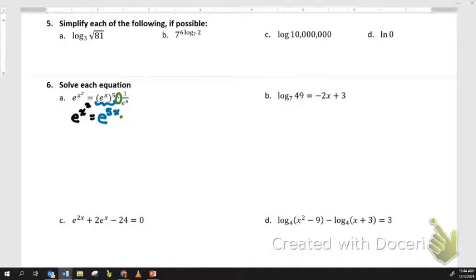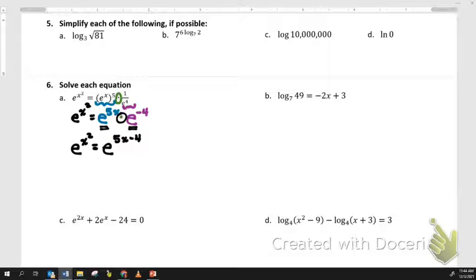How can I rewrite 1 over e to the fourth? E to the negative 4. Same base, being multiplied together, what do I do with those powers? Add them. So e to the x squared equals e to the 5x minus 4. What can I do from here?